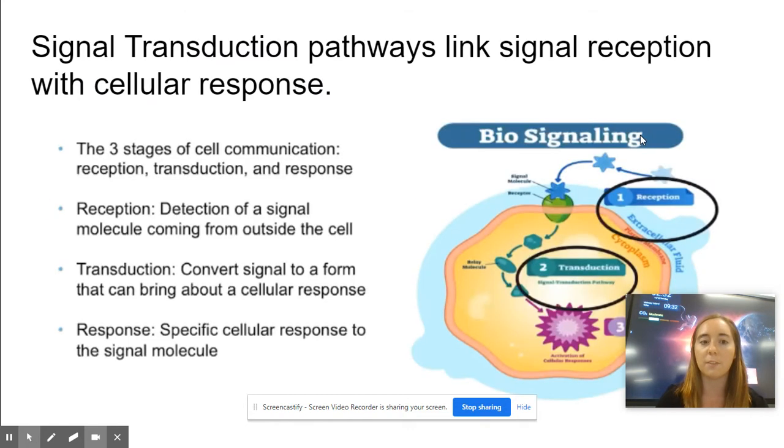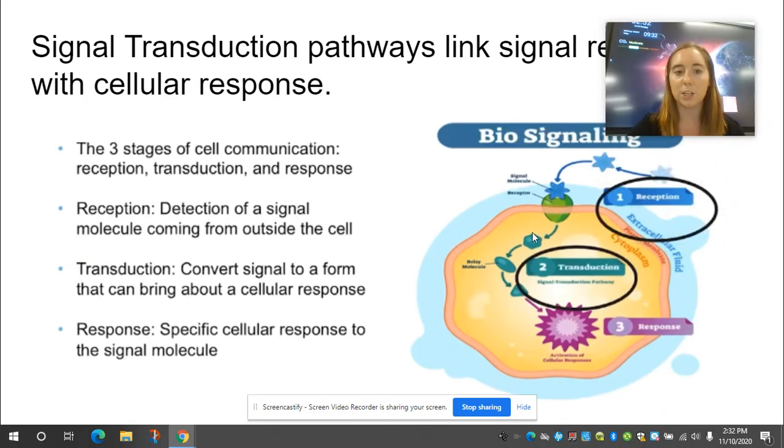And so we're going to start off first with really looking at how we get that signal to it through the process first of reception. The first thing is we're going to see that there's three stages of this cell communication. Stage one is reception. That is going to be that we have some kind of signaling molecule, maybe a hormone, maybe some type of protein, that is going to need to be picked up by a receptor on the outside of the cell, and so that signal molecule is going to bind to that particular receptor. We call this reception. It's detection of the signal from the outside of the cell.